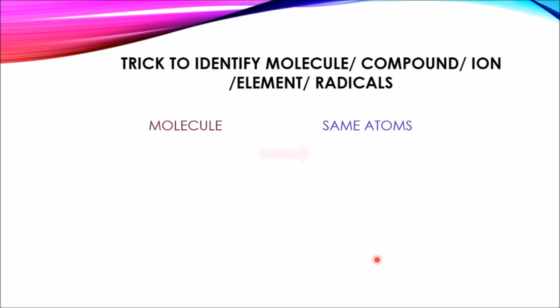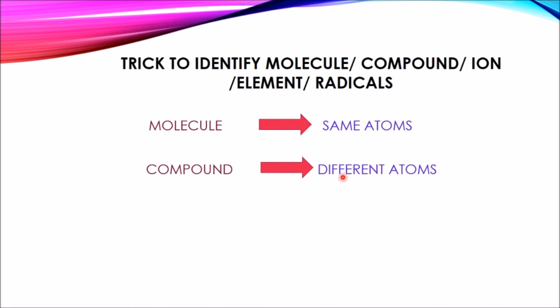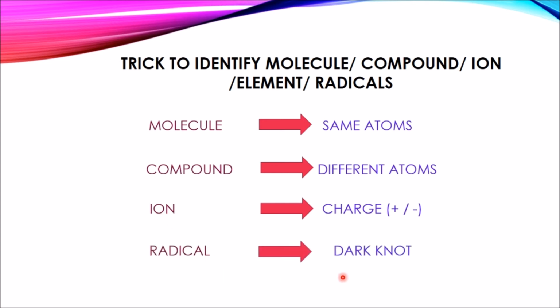Let's say we have a molecule. So in case of a molecule, we will be looking at same atoms. अगर कोई same atoms आपस में bonded है, that is a molecule. आप उसके आगे क्या लिखोगे? Molecule. If you have different atoms, अगर आपके पास different atoms हैं, so it is a compound. If you have a charge on the species, अगर कोई substance है उसके ऊपर charge लगा हुआ है positive या फिर negative, then it is an ion. And if you have a dark dot, एक dot लगा हुआ है किसी species के ऊपर dark सा, then that is a radical. Let's look at the examples so ज़्यादा अच्छे से clear हो जाएगा.